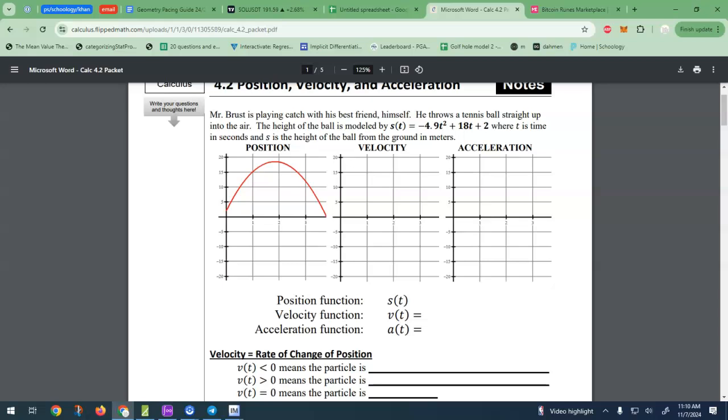And then if I take the derivative of this, I get negative 9.8, and that's gravity, right? That's the meters per second squared of gravity. And that's a constant force, so it's just a horizontal line here.